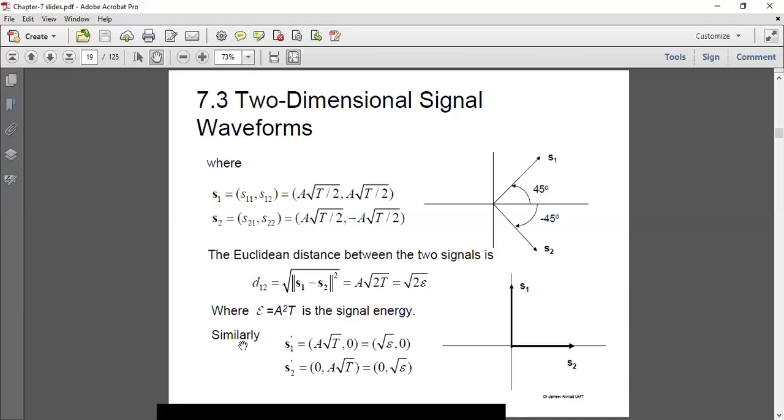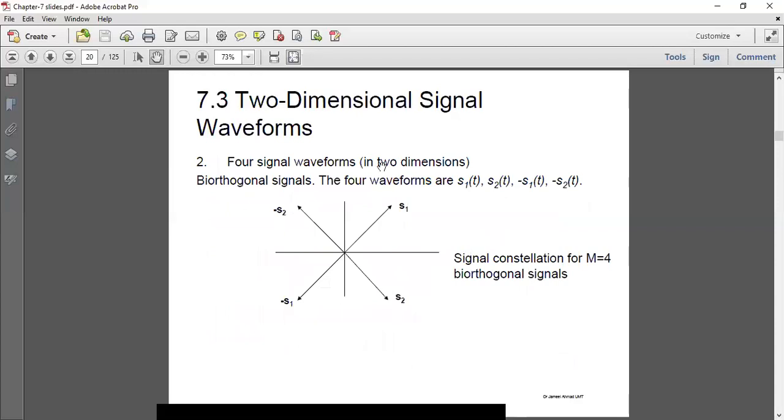And similarly for another set of signals, S1 bar and S2 bar, we have these vectors. You see these two are orthogonal. S1 and S2 are also orthogonal because they have a 90-degree phase. So we can build a larger constellation for M equal to 4 for bi-orthogonal signals S1, S2, minus S2, and minus S1. So this is for M equal to 4 bi-orthogonal signals.